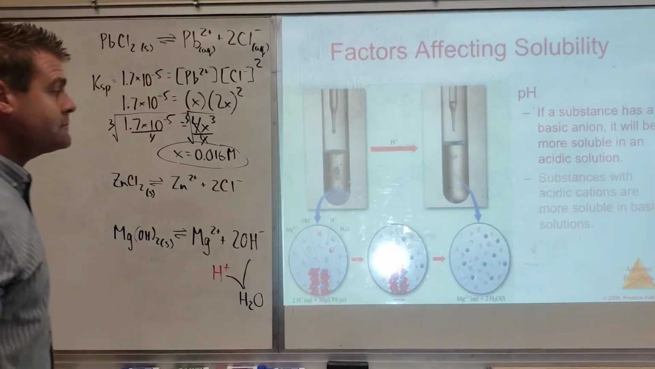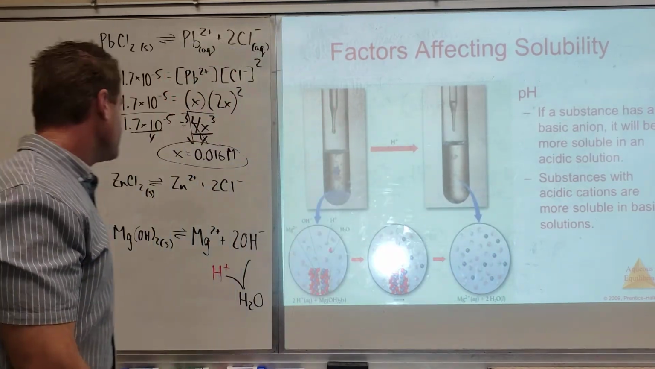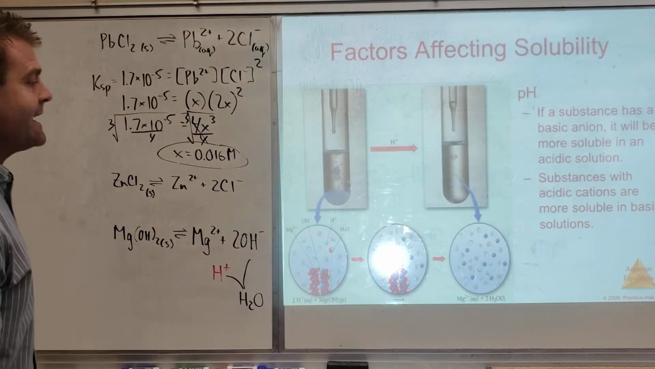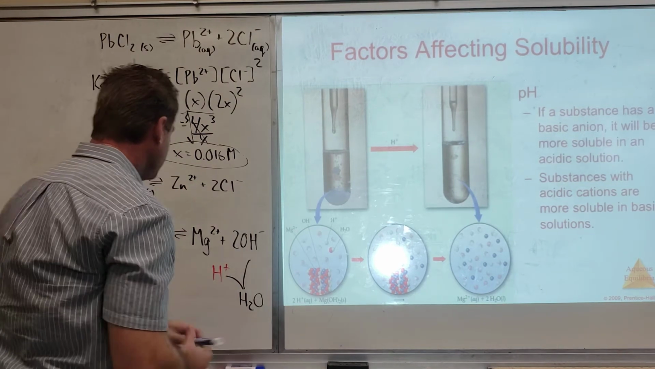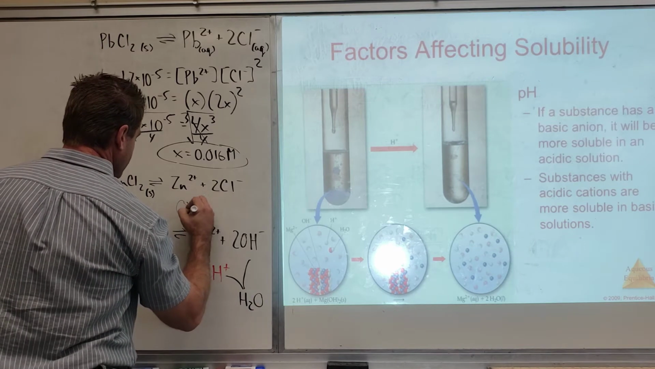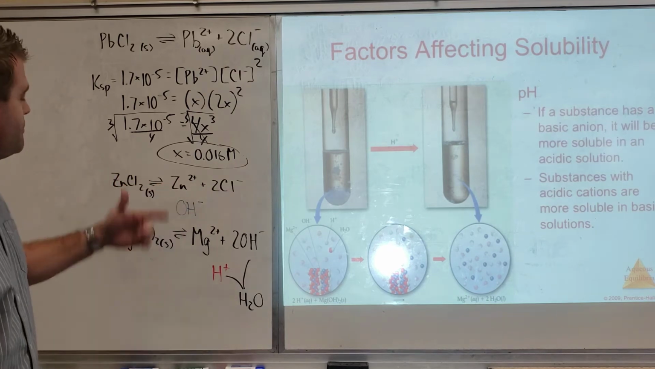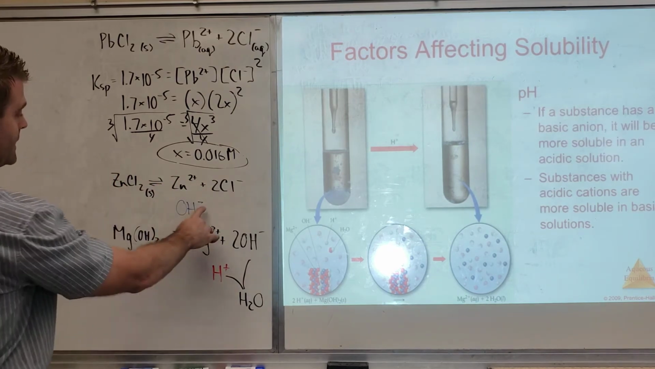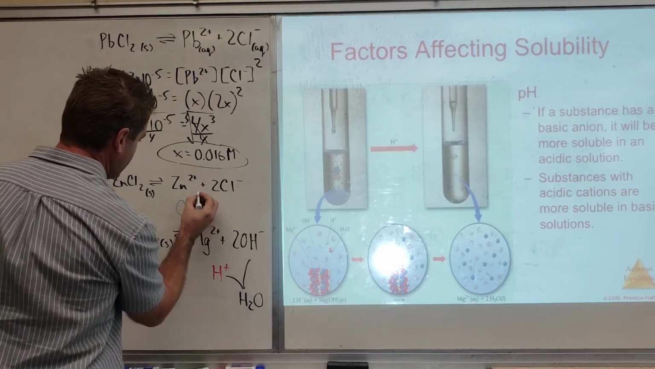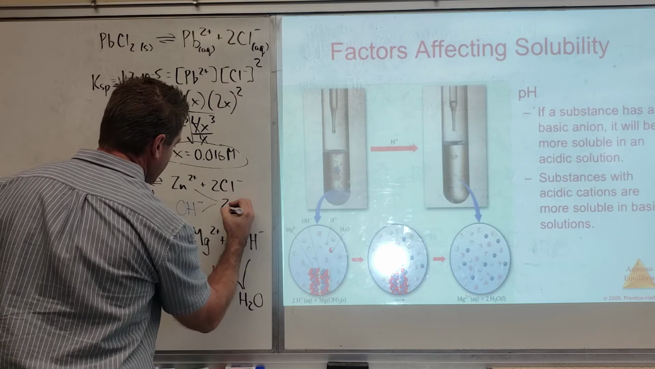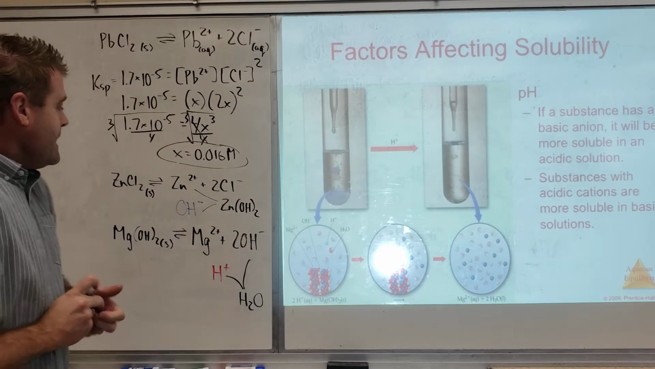In a basic solution, substances with acidic cations are more soluble. So now let's look at this when we say an acidic cation. Just think about cations, those positive ions. Well, think about it if this was in a basic solution. So we have OH minus ions present. What could those OH minus ions potentially interact with? Wouldn't you guys agree? You're always thinking opposite charges. Couldn't the zinc and the hydroxide come together and to some measure combine to form zinc hydroxide, right?